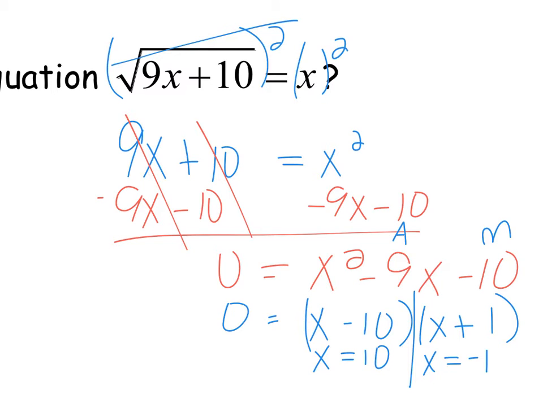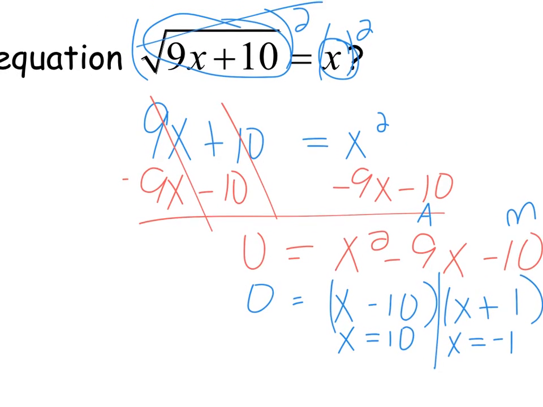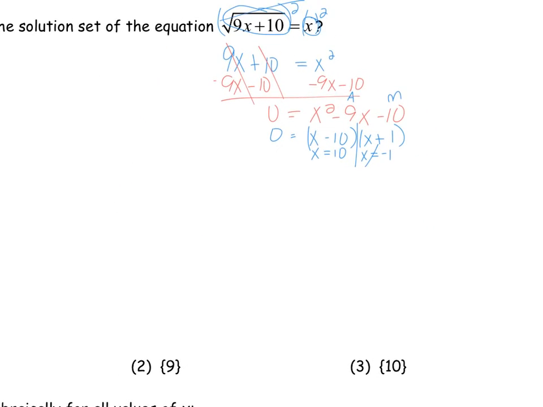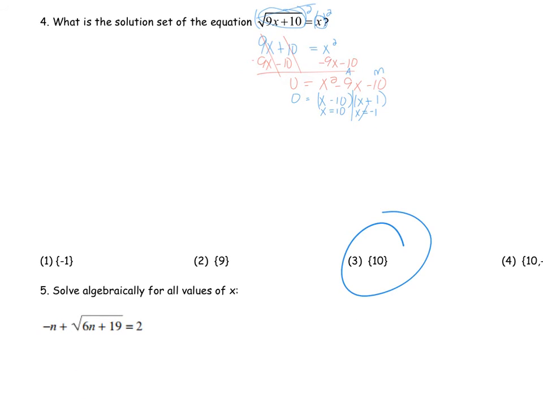And then you're going to check your answers. Now, I suggest you put this original side into y1 and this side into y2 and look at the table to see which side equals what. Or just plug in. And when you plug in, you'll see that negative 1 doesn't work. It's an extraneous solution, and that 10 does work. So that's your answer.